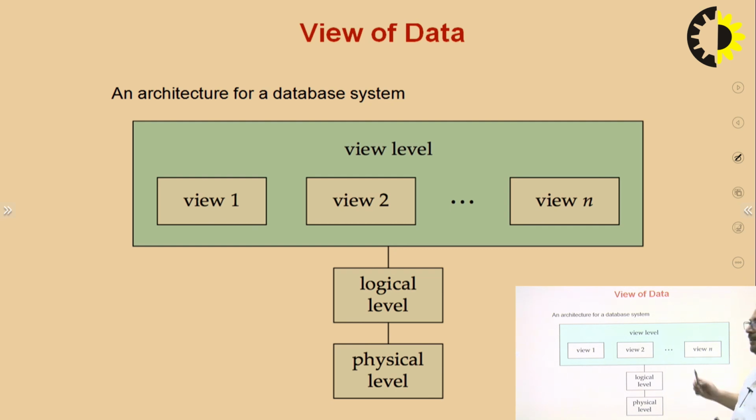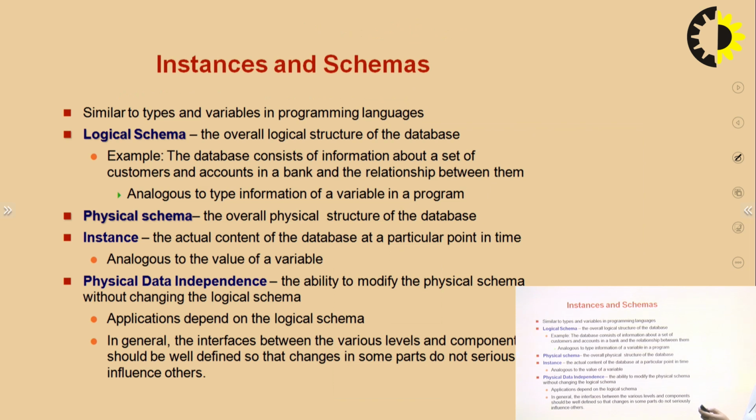The logical level means schema. Schema means what the names of the relations are, what the attributes of the relations are, and how one relation is going to relate to other relations. So all kinds of interrelated data, all those schema, come under the logical level. And at the view level, a user could have view 1, view 2, and view n. So this is the architecture, or view, of the data.